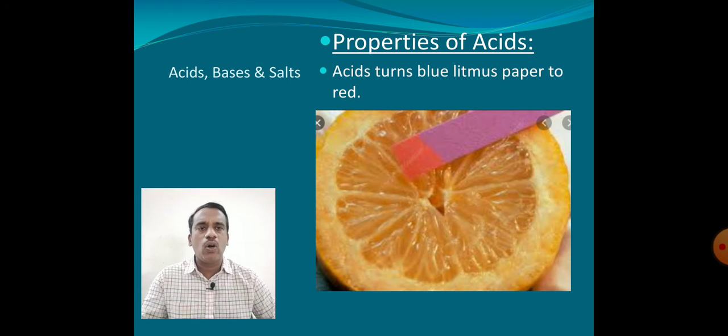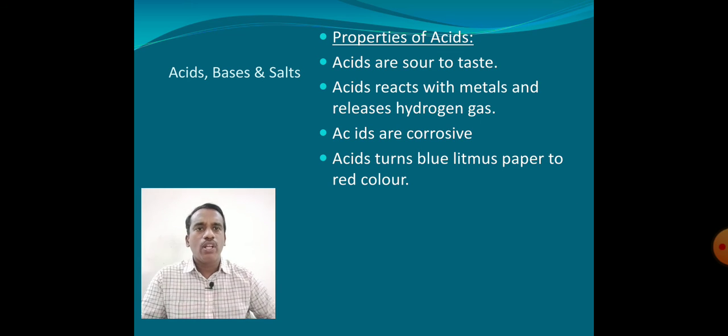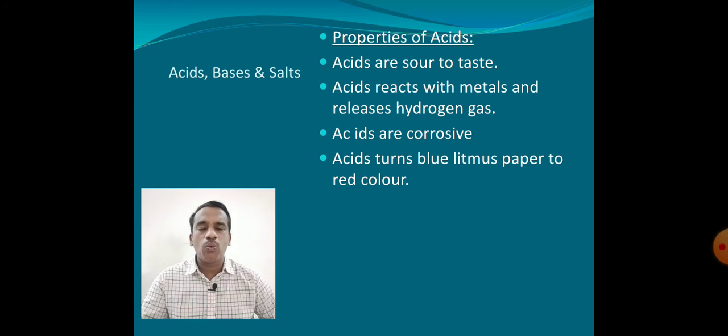Okay, let us see the overall points that we have discussed up to now. What is the first point we have discussed? Acids are sour to taste. Yes, an acid reacts with the metals by releasing hydrogen gas. Acids are corrosive, means they eat up the surface. And also, what do the acids do? They turn blue litmus paper to red color. These are some of the properties of acids. I don't say these are the complete whole properties. These are some of the properties of the acids.